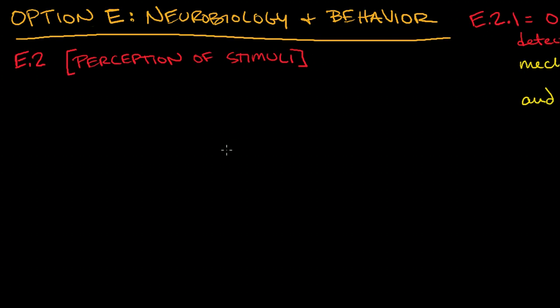Alright, so this is going to be the first video of the series about option E, which is on paper 3 of your IB exam. But notice that I'm not starting with E1, I'm starting at E2, which is the perception of stimuli. So we're going to kick off with E.2.1, which really is the overview of what a stimulus is and how we perceive that with receptor cells.